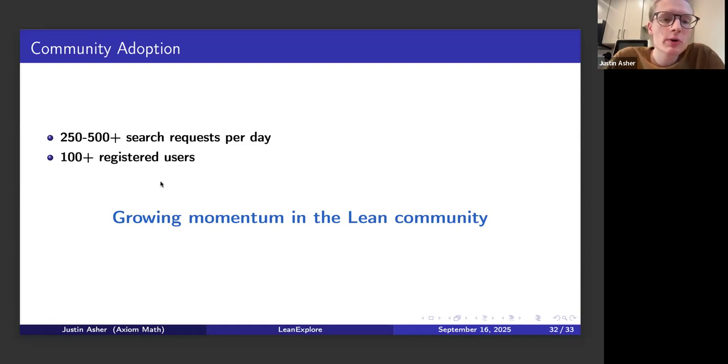But I'm starting to get growing community adoption in the Lean community. So I'm getting around 250 to 500 search requests per day, and I have more than 100 registered users now. I know that people have started using this for various AI applications as well. So I get people who are applying this to automatically prove statements, so that you can just let Claude Code or Codex run in the background. And then people who are doing draft sketch prove and different hammering techniques and whatnot, they're also using this. These are all things that I know people are doing.